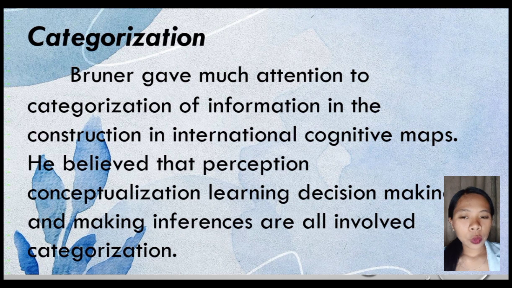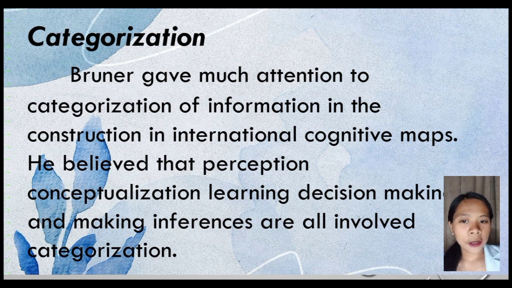And the last part, we have here the categorization. Bruner gave much attention to categorization of information and the construction of internal cognitive maps. He believed that perception, conceptualization, decision-making, and making inferences can all involve categorization. Categories are rules that specify four things about objects and events.